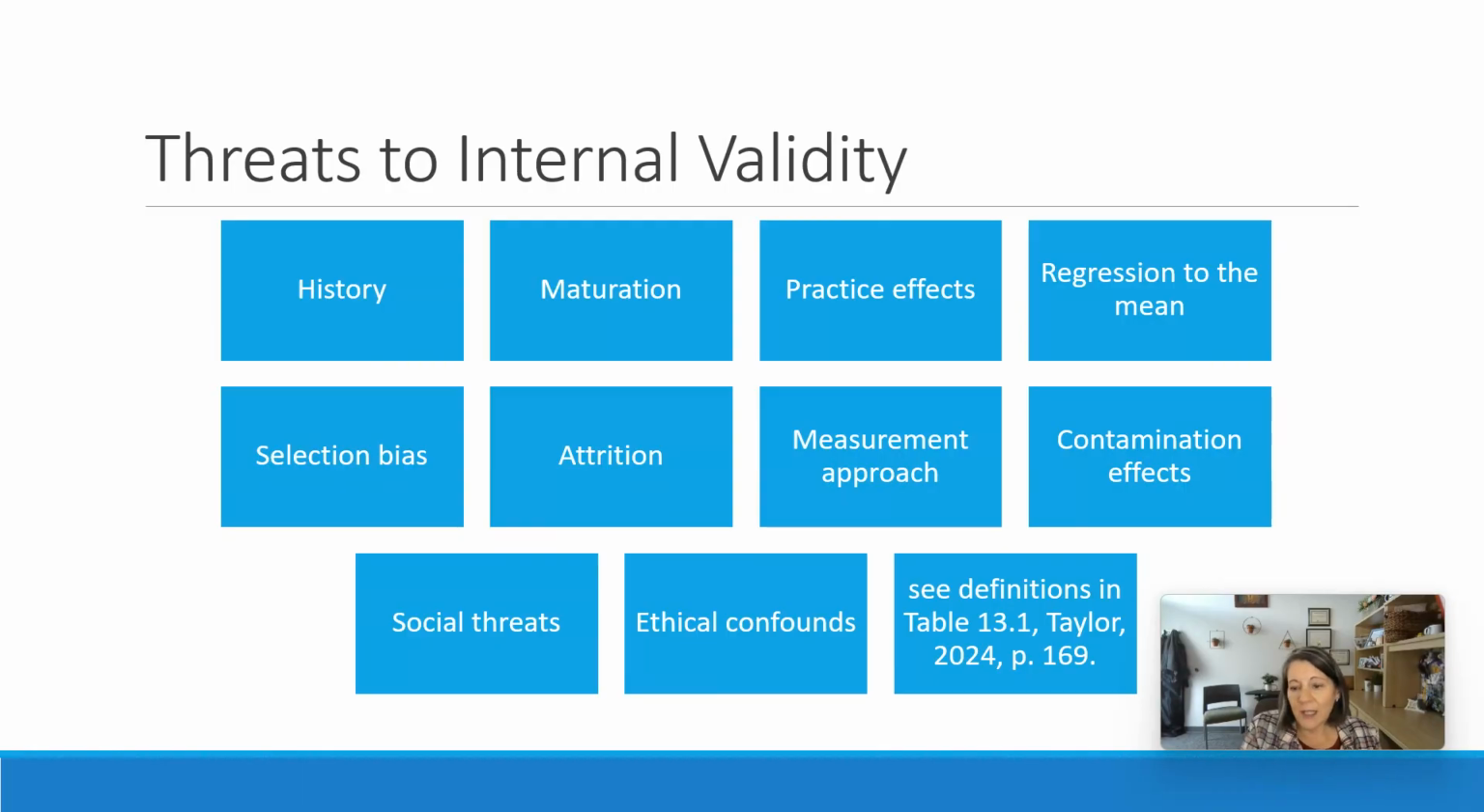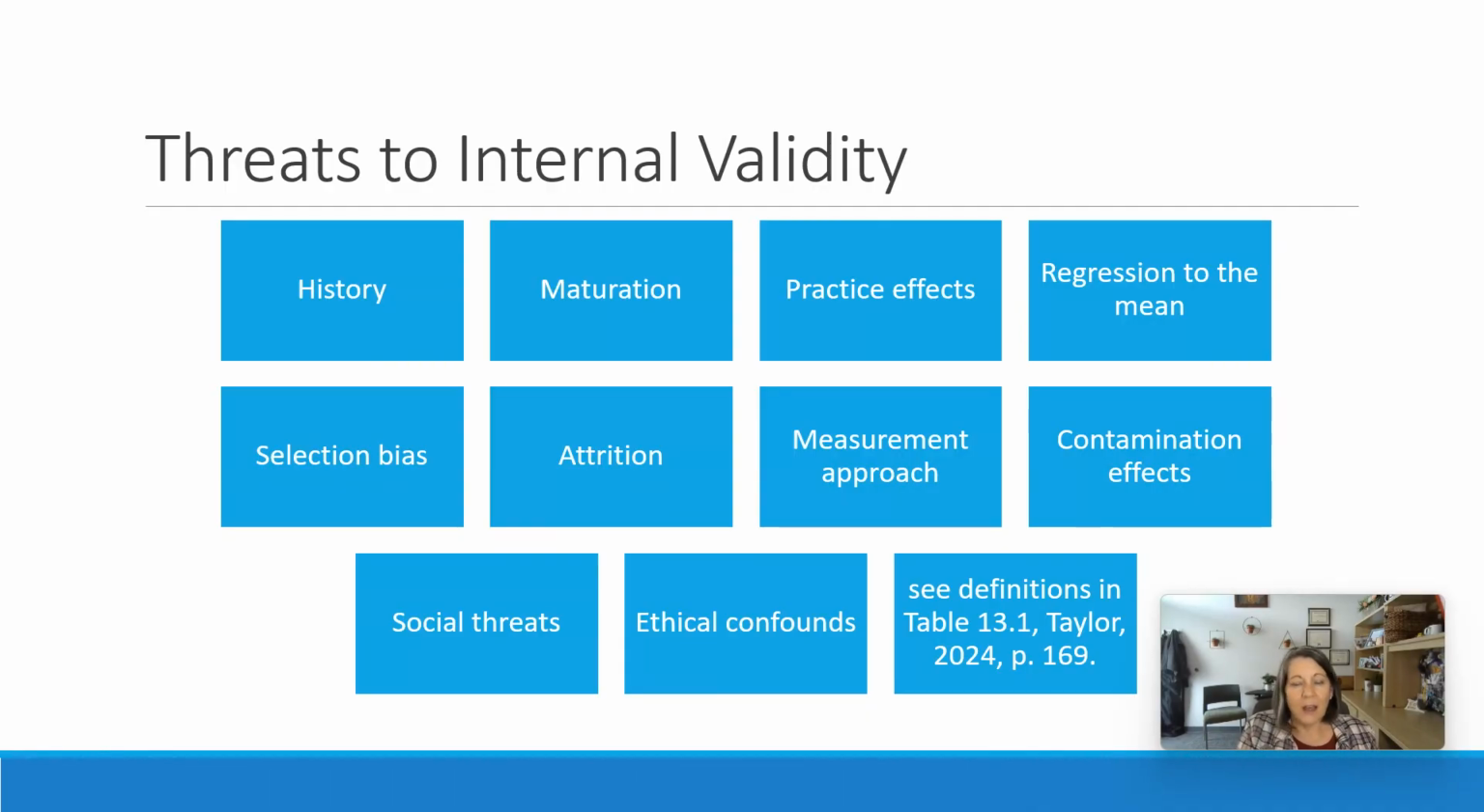Again, selection bias: it could be because I chose people that I thought would do well. Attrition: all the sick people left. Measurement approach: maybe I did my measurements wrong. Maybe contamination effects, which is the same thing as bleeding. Did we have people get the intervention who weren't supposed to get the intervention?